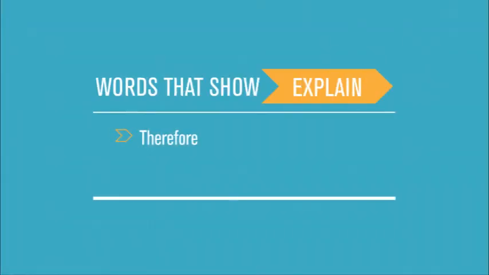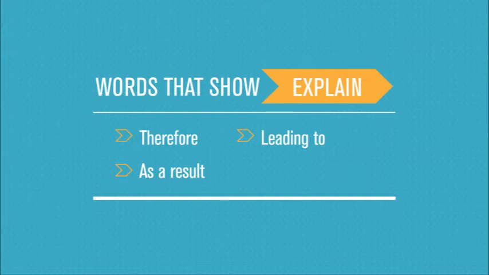Things that show explain, so if you were going to write a sentence that showed explain, you would be using joining words such as therefore, or as a result, or leading to, or perhaps as a consequence. So if you're using those terms in your sentence, then you are moving towards an explain. I'll show you what that means.